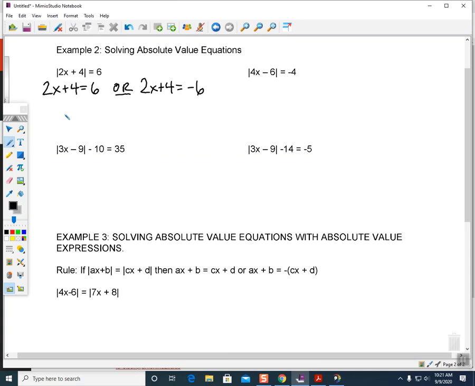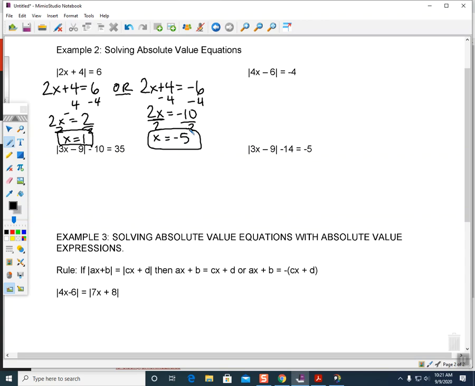Now I just solve these like normal, right? So I'm going to subtract 4 from both sides. I'm left with 2x equals 2. Divide by 2. X equals 1 for the first equation. Second equation, same deal. I'm going to subtract 4 from both sides. I'm left with 2x equals negative 10. Divide both sides by 2. I'm left with x equals negative 5.